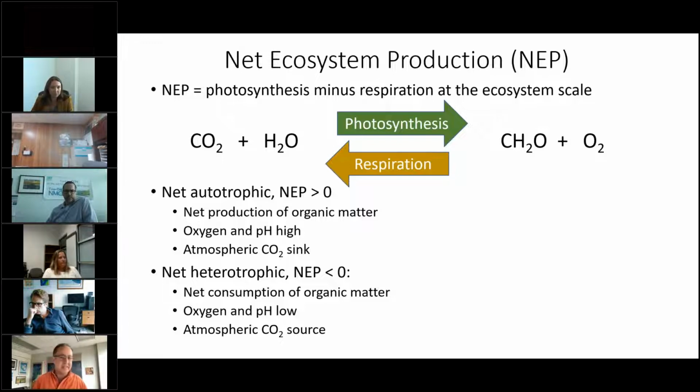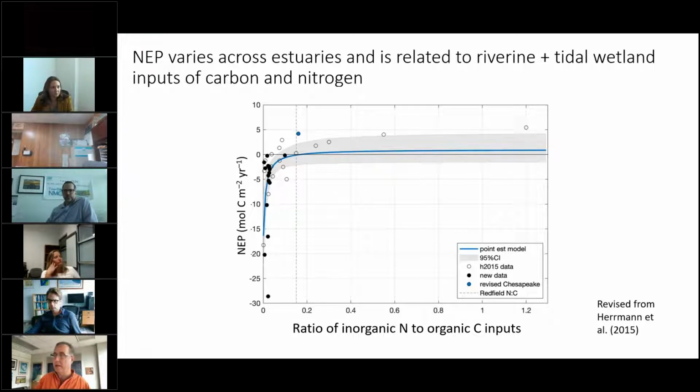So NEP is a very fundamental, basic characteristic of the biogeochemistry of any aquatic system, including estuaries, and we want to know what it is because it tells us a lot about how the system is behaving. So here's a plot. This is from my collaborator here at Penn State, Maria Herman, work that she did where she synthesized NEP from multiple estuarine systems.